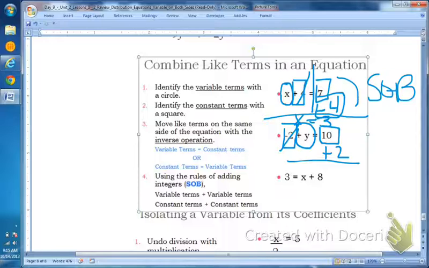So if I have a 10 and a +2, I'm going to add those two terms together or subtract them? Add them. Because they're the same signs, we have to add them together. So 10 and 2 is 12. And we just bring down our y. So y is equal to 12.